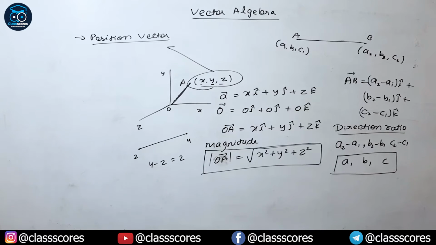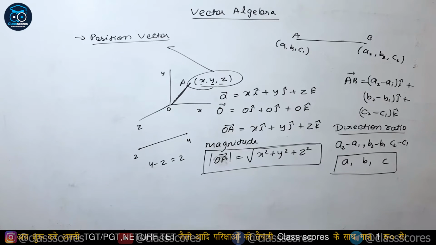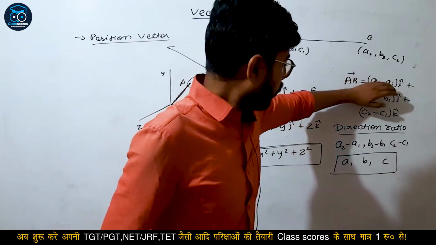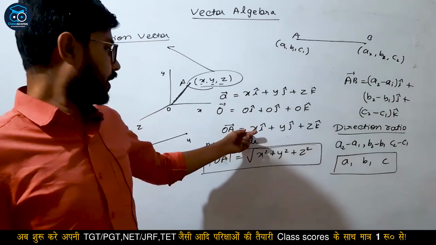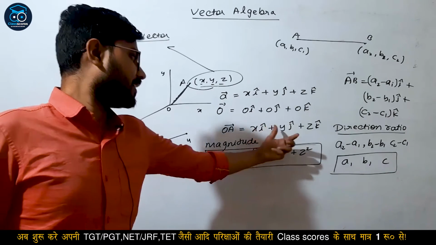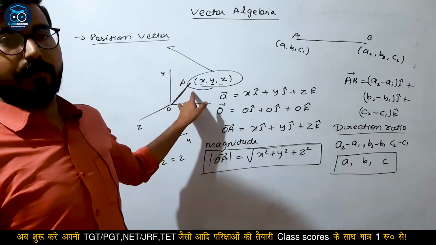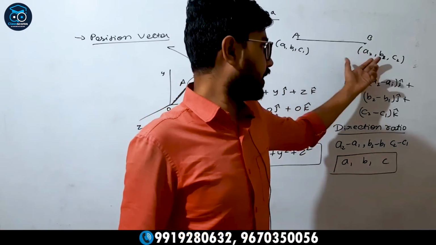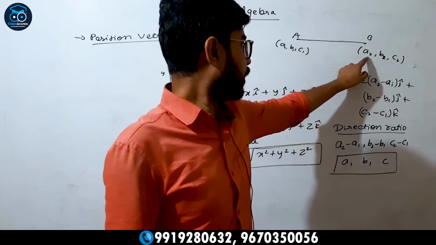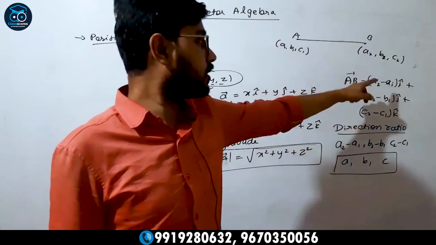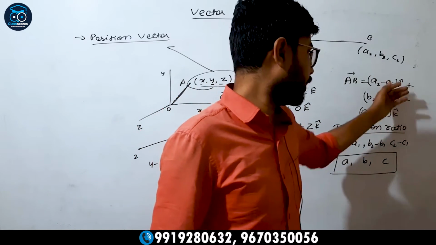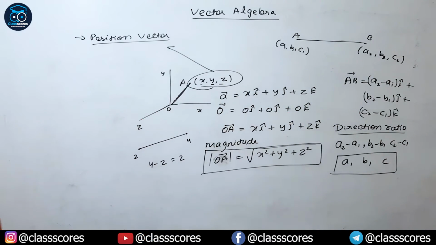Now our third topic is direction ratio. What is direction ratio? Direction ratio is just the coefficients of i, j, k. Whatever we get, a, x, y, z, this is the direction ratio for this line segment. If we have to find the direction ratio for this line segment, what we can do is take A2 minus A1, B2 minus B1, C2 minus C1. The coefficients of i cap, j cap and k cap will be named as the direction ratio. I hope it is clear to all of you. Now please pause the video to note it down.